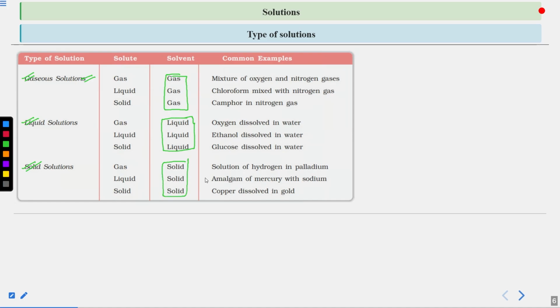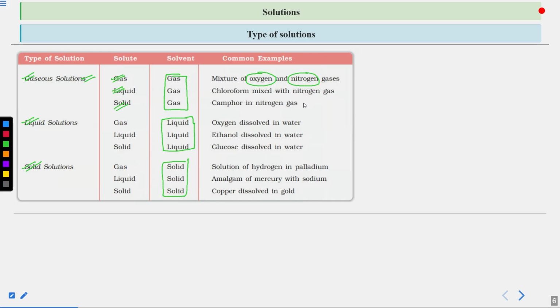Now we can mix solutes of different states in this gaseous, solid or liquid solvent. Starting from the first one, we have solute as gas, liquid and solid in the gas. If I talk about gas in gas, it is seen everywhere. The atmosphere that you observe is nothing but a mixture of different gases. Like we can take oxygen and nitrogen. If you take a mixture of oxygen and nitrogen, it will be a binary solution and a gas in gas type of solution.